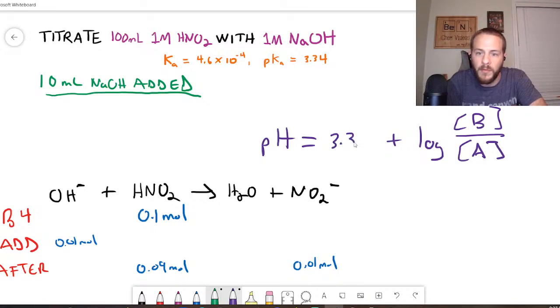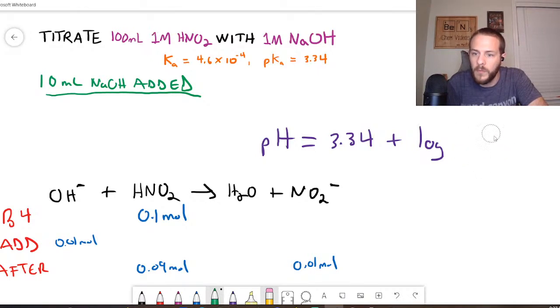3.34, plus the log of concentration of base over concentration of acid, right? The base, we have 0.01 moles. The acid, we have 0.09 moles. I'm going to go ahead and fill that in. So we have 0.01 moles over 0.09 moles, right?